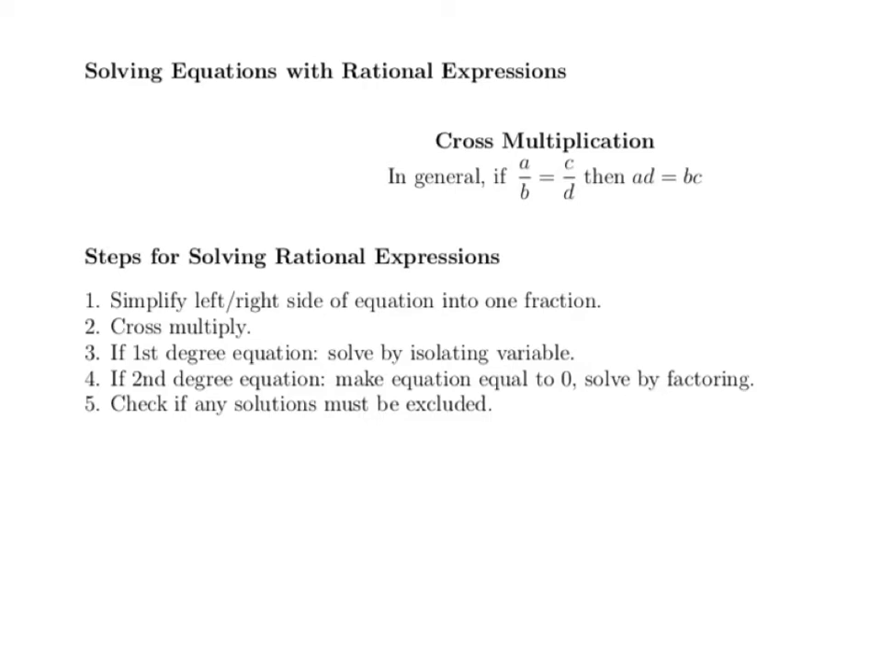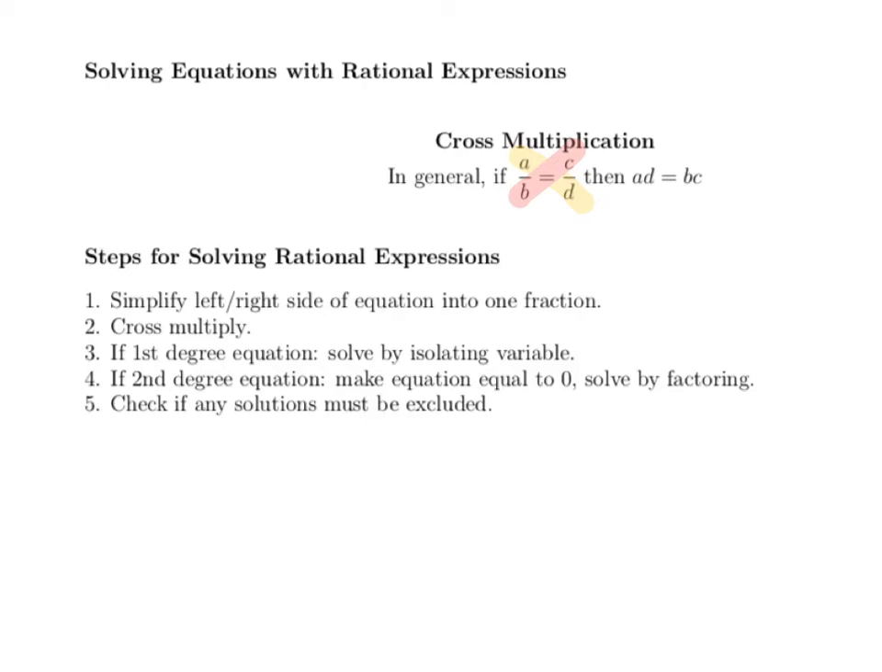Here, let me just do this here. A times D, and then B times C, and they will equal each other when you cross multiply. So there are certain steps to solving equations with rational expressions. You want to simplify each side, the left and the right side of the equation, into one fraction. From there, you cross multiply and make them equal each other, and if it's a first degree equation, meaning that your variable is only to the first power, you just solve by isolating that variable.